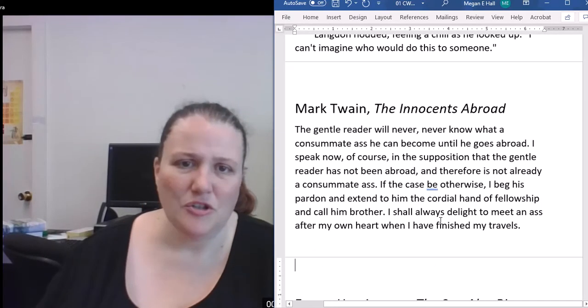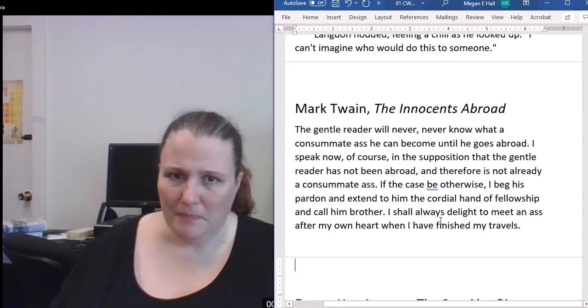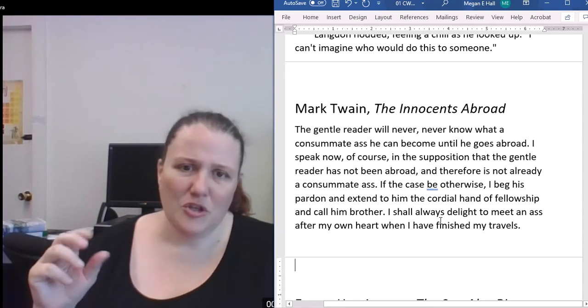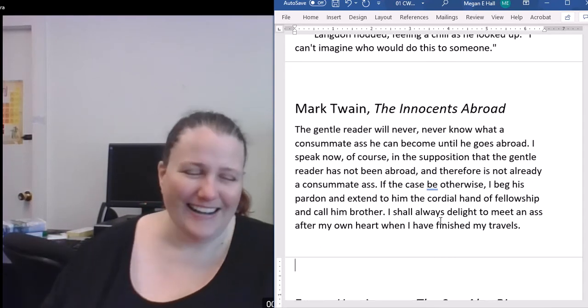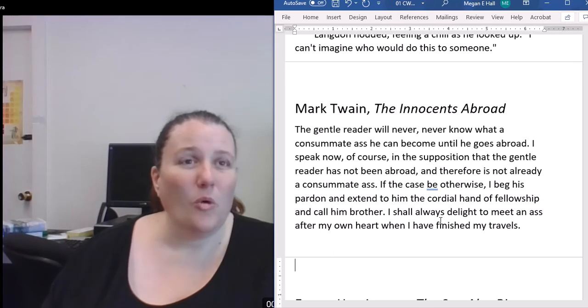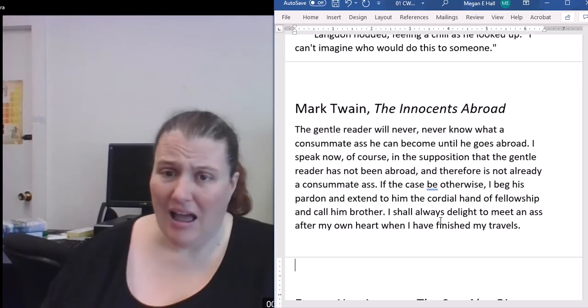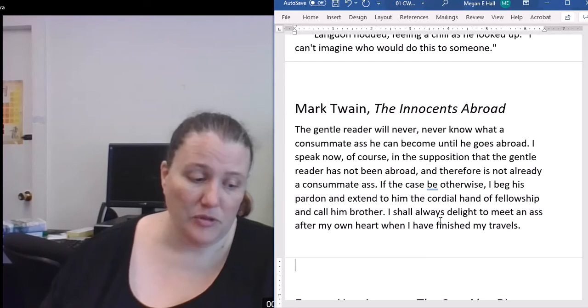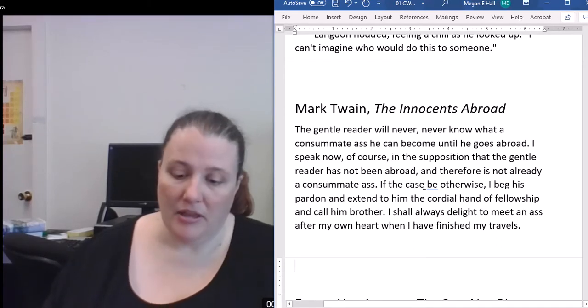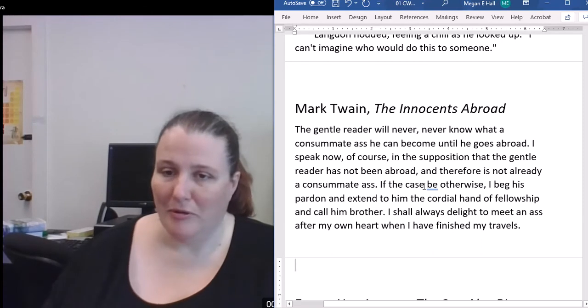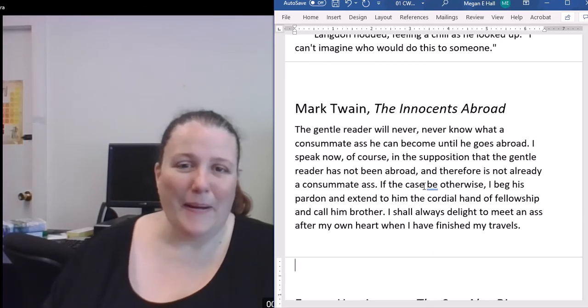Now, this is actually from a piece of creative nonfiction, but I wanted to grab it because I think it's funny, and also it's not as well known now for Mark Twain, but at the time it was his most celebrated work when it came out. A lot of people only had this book and the Bible at home. So here we go.